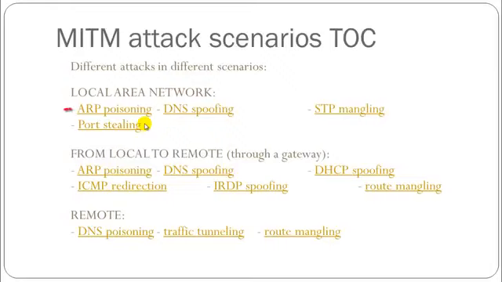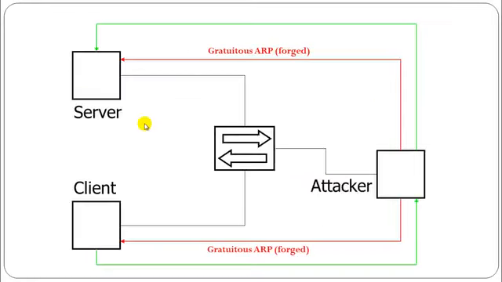The attacks here are ARP poisoning, DNS spoofing, STP mangling, and port stealing. Then we have through a gateway from a local machine to a remote machine, doing the same things again: ARP poisoning, DNS spoofing, DHCP spoofing, ICMP redirection, IRDP spoofing, and route mangling. And finally, once we have remote access, we can again do DNS poisoning, traffic tunneling, and route mangling. I will be teaching you some of these today, and how exactly they work. We will start with ARP poisoning.